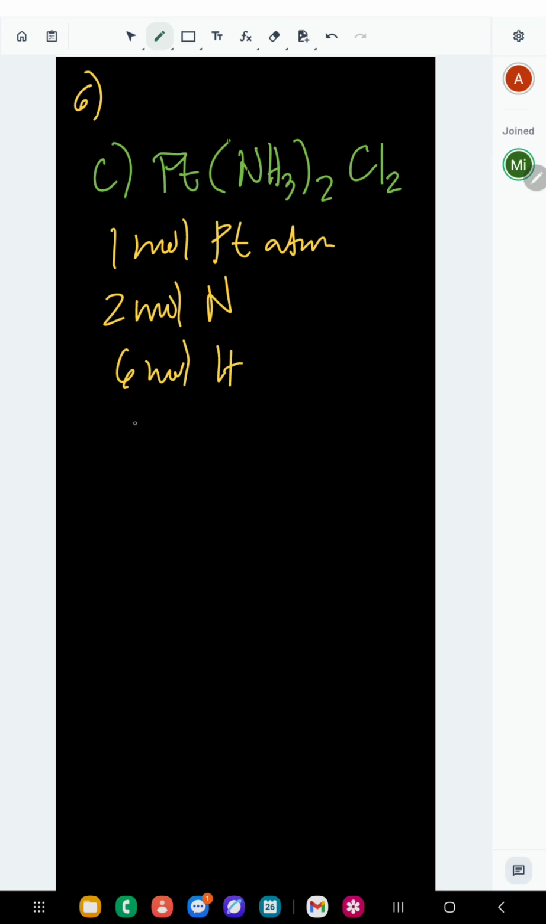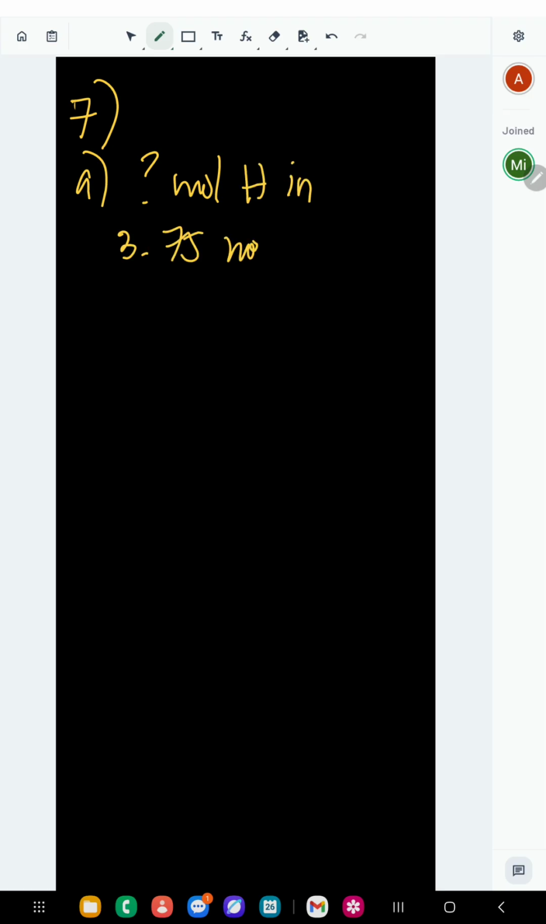Yeah, that's right. Okay, and let's move on to the next one, number 7. Relating moles of atoms in a compound. Use answers from problem 6 for this and work the problems using factor label. How many moles of hydrogen are there? For letter A, we get the number of moles of hydrogen in 3.75 moles of water. It says number 6.